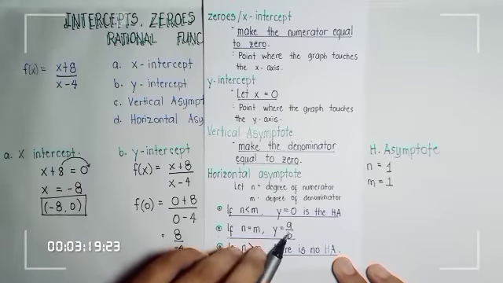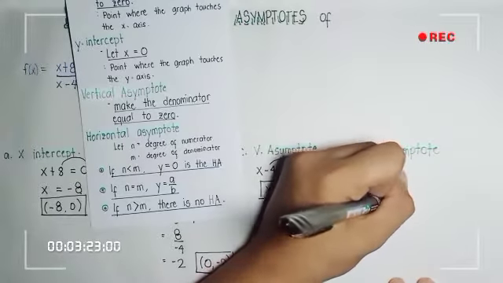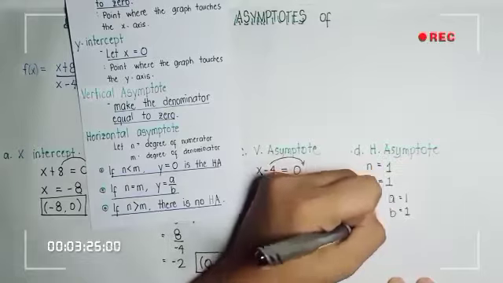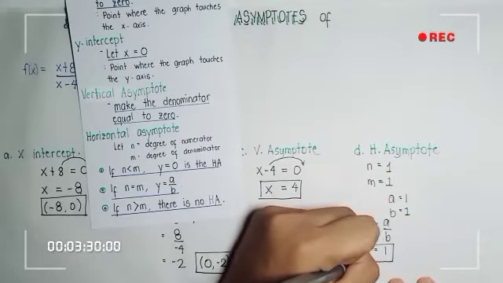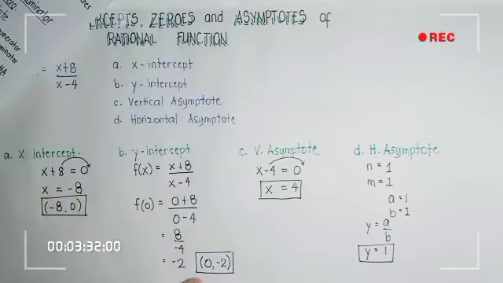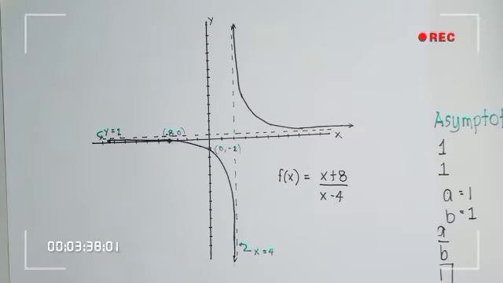And the horizontal asymptote is the ratio of the leading coefficients of the numerator and denominator. The leading coefficient is 1 for the numerator, and the same with the denominator. 1 over 1 equals 1. Therefore, y equals 1 is the horizontal asymptote.